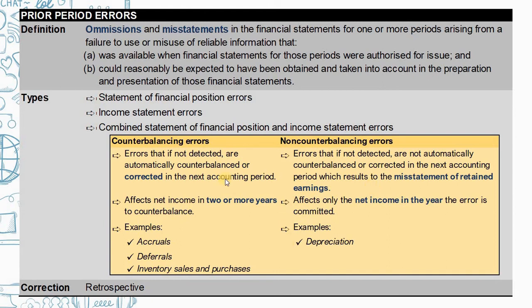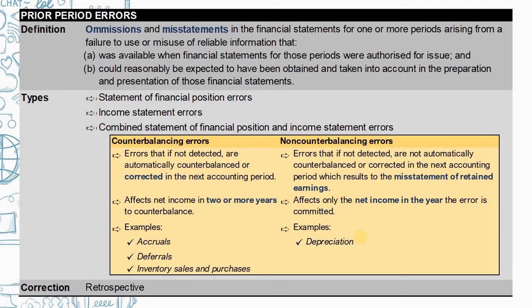And the reason that a non-counterbalancing error is not self-correcting is that it only affects the net income in the year the error is committed. That is why this is a non-counterbalancing error. An example, the most common, is depreciation.